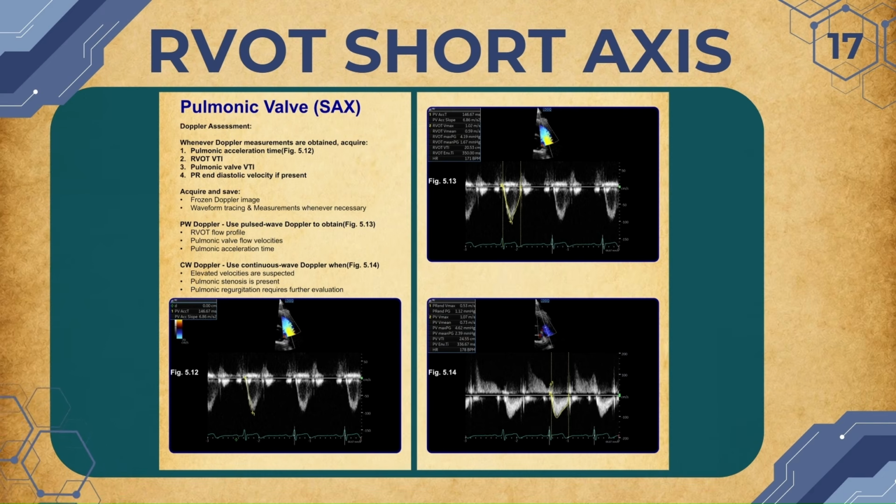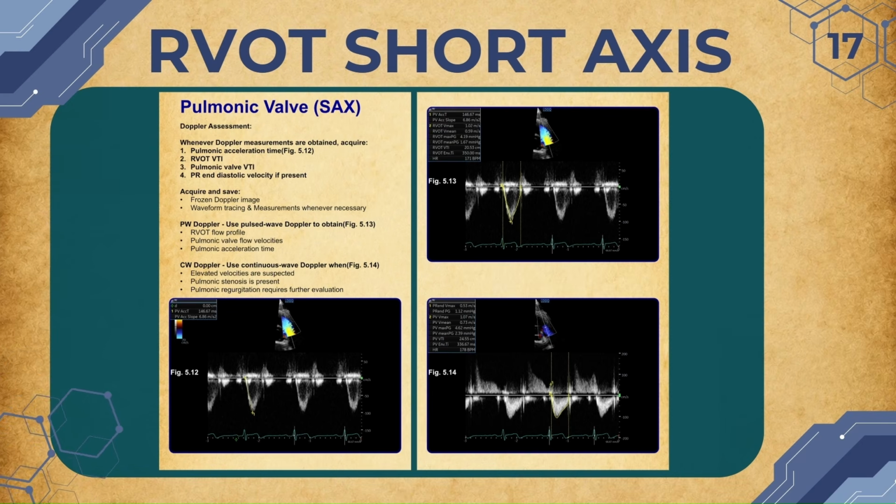Now, let's take a look at figure 5.14. This tracing demonstrates pulmonic valve VTI. Here, we're evaluating flow across the pulmonic valve itself. If elevated velocities are suspected or if pulmonic stenosis becomes a concern, continuous wave Doppler can provide additional information regarding gradients and peak velocities. And if pulmonic regurgitation is present, the same examination may also provide valuable information regarding pulmonary pressures through PR velocity measurements.